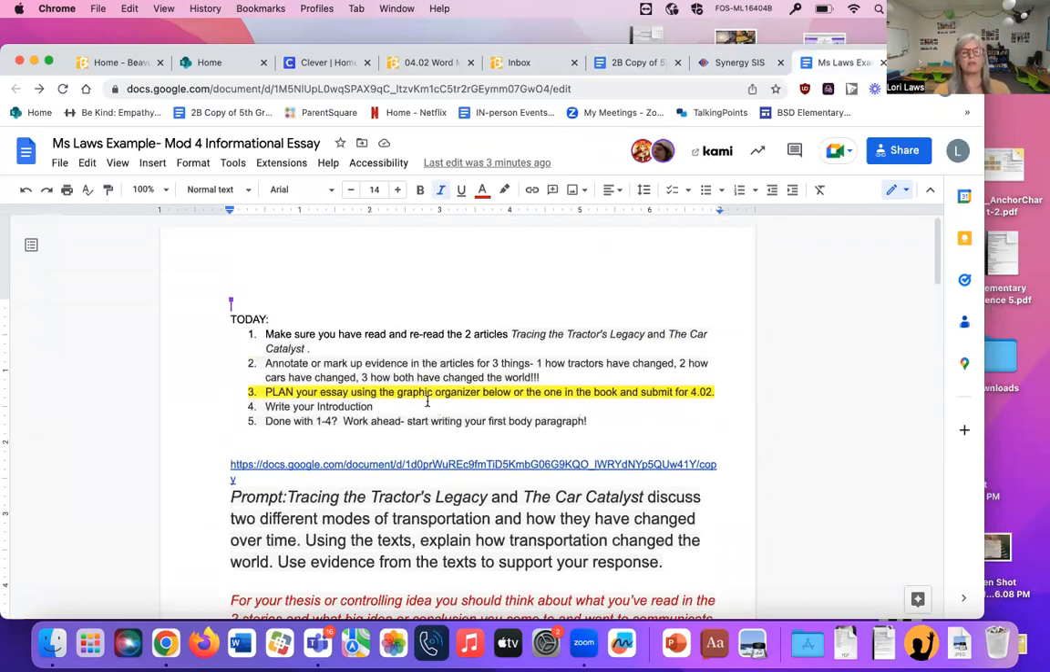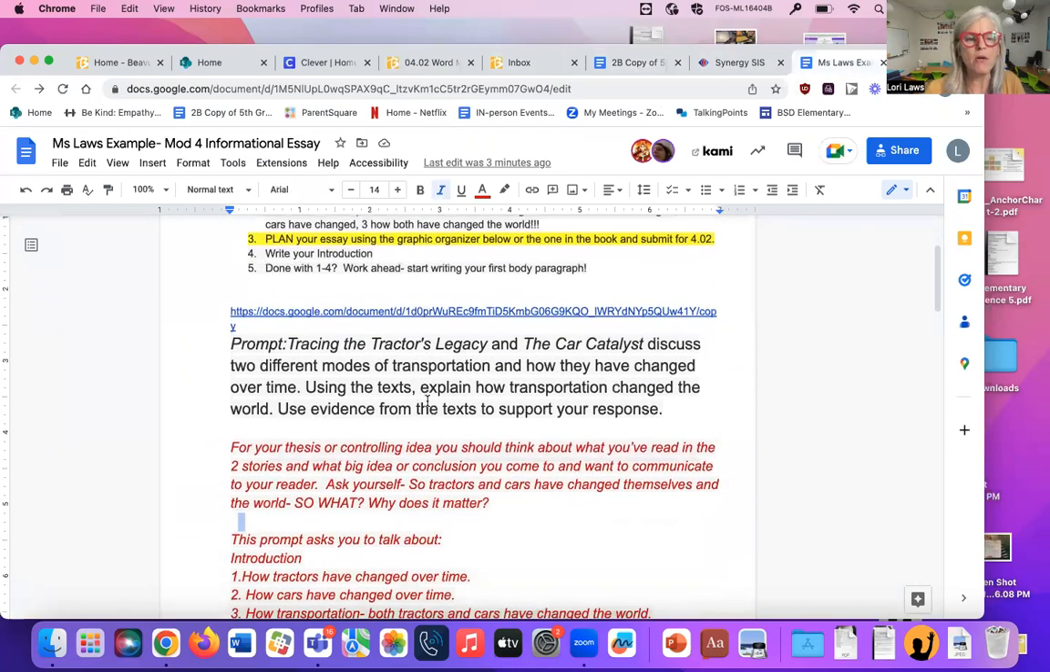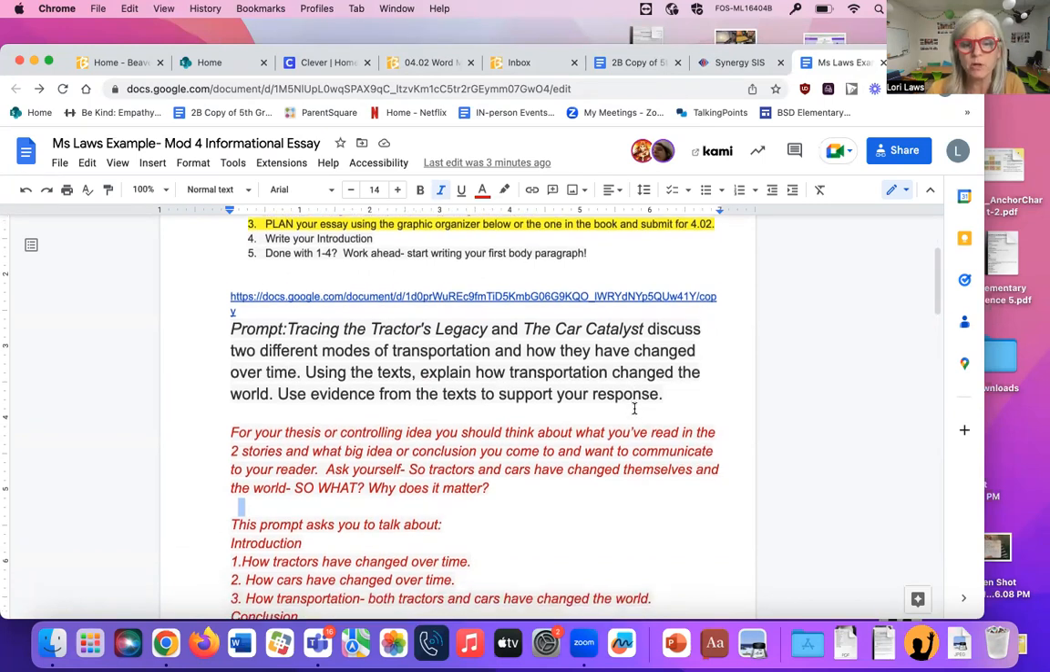Okay. So the other day I talked with you about the prompt. Here's the prompt. Tracing the Tractor's Legacy and the Car Catalyst, discuss two different modes of transportation and how they have changed over time. Using the text, explain how transportation changed the world. Use evidence from the text to support your response.